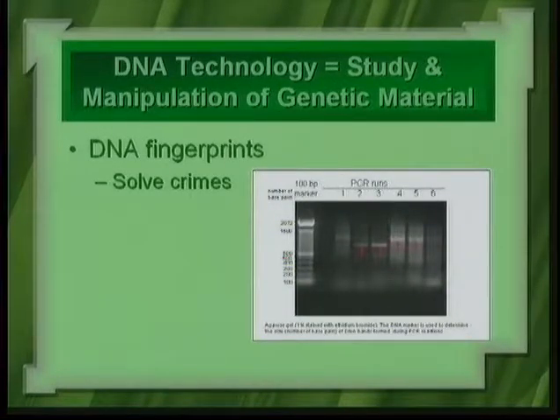Another use of DNA technologies is that we can do DNA fingerprinting, and of course this is something that we know from the O.J. Simpson trial. DNA fingerprinting can actually be used to solve crimes. One of the reasons they call it DNA fingerprints is that supposedly the sequences of bases making up the DNA are unique to every individual.